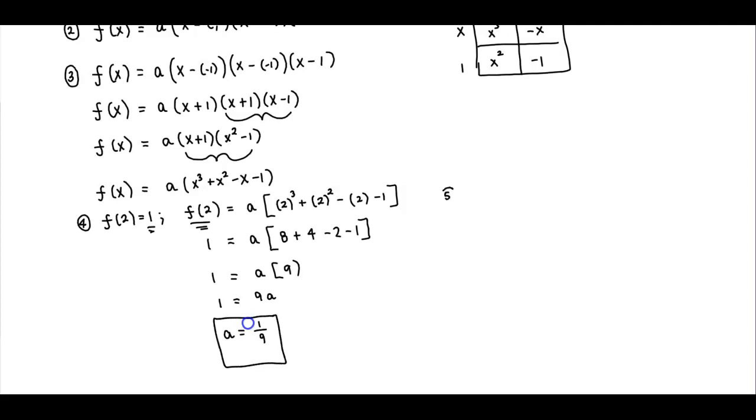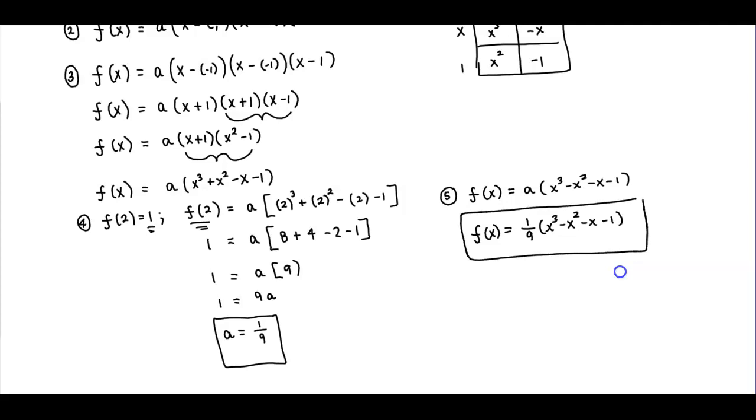Now that we know what a is, we can plug it back into what we found in part 3, because f of x was equal to a times (x cubed plus x squared minus x minus 1). Therefore, our function f of x is going to be 1/9 times (x cubed plus x squared minus x minus 1). And therefore, there is your solution.